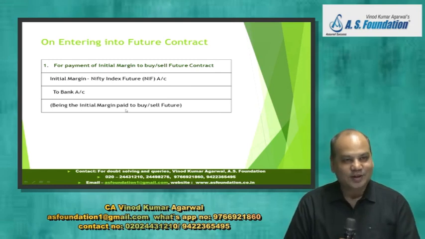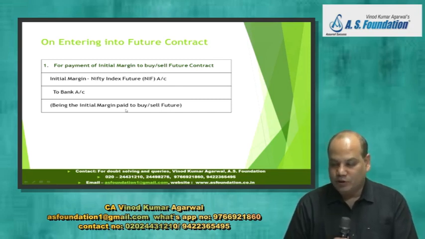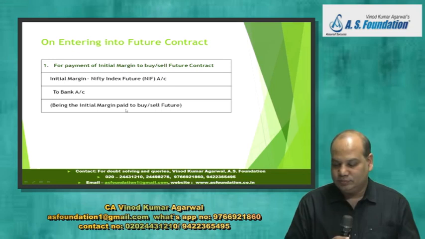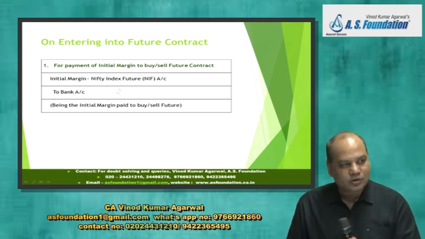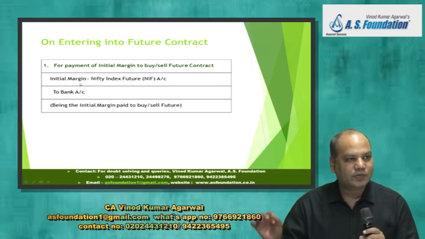Now we'll come to journal entries in case of future contract. When you want to enter into a future contract, you will have to pay initial margin. Simple entry: initial margin account debit to bank. As a student of this subject, these figures will be given to you. How is initial margin calculated? You don't have to worry, it is given to you.